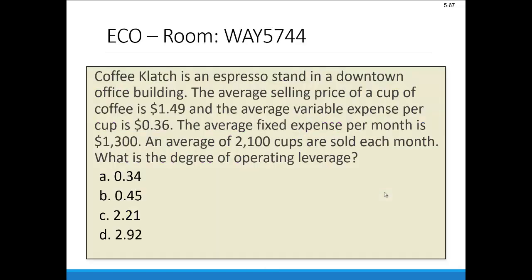So let's look at an example here with our favorite coffee clutch, or our second favorite anyway, behind RBC maybe. So they're still selling coffee at $1.49 a cup with average variable expenses of 36 cents a cup. Their fixed expenses per month are $1,300, and they were selling on average 2,100 cups per month. What is their degree of operating leverage? Pause the video here, work through the problem, and then come back for that solution.